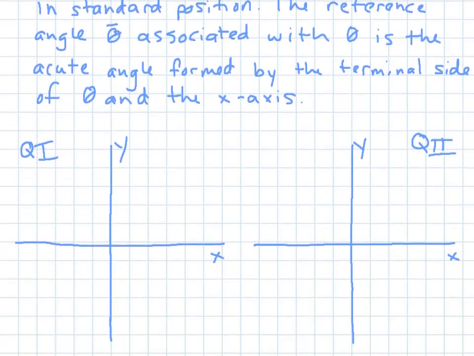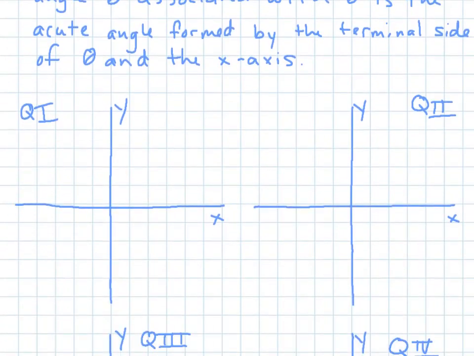So using an example in all four quadrants, in the first quadrant when we form an angle, the reference angle is actually the same as the regular angle that we usually graph. So if we get 30 degrees, the reference angle is actually 30 degrees as well.